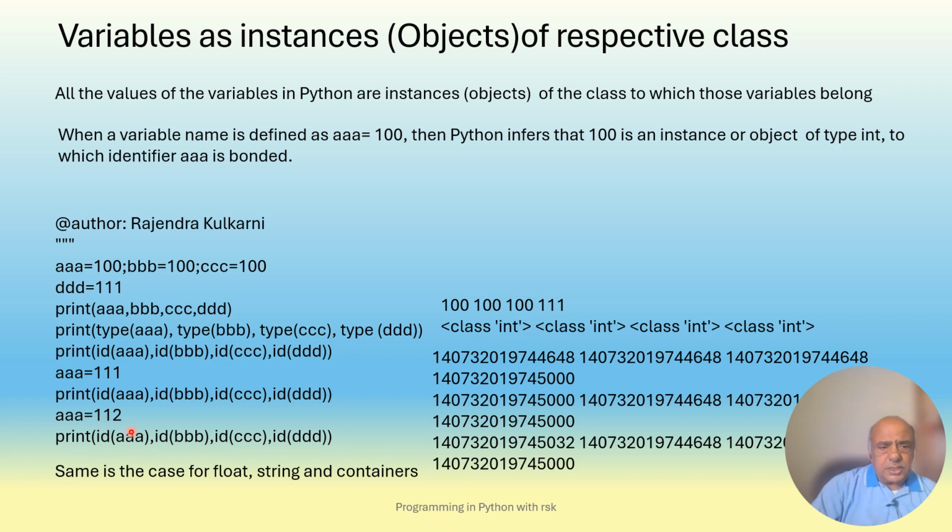If we change AAA to 112, what happens? A different object, int object 112, is created, and now AAA starts referring to that object. So the names AAA, BBB, CCC are all references. They refer to particular objects created by the compiler depending on the values assigned to these names.